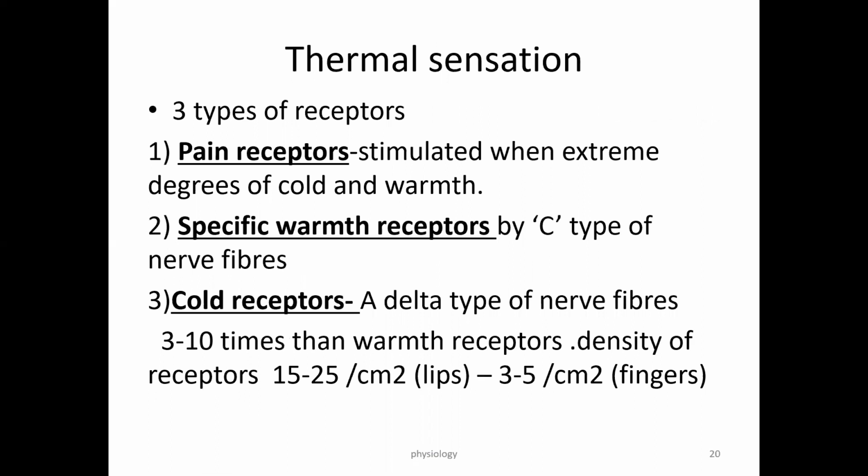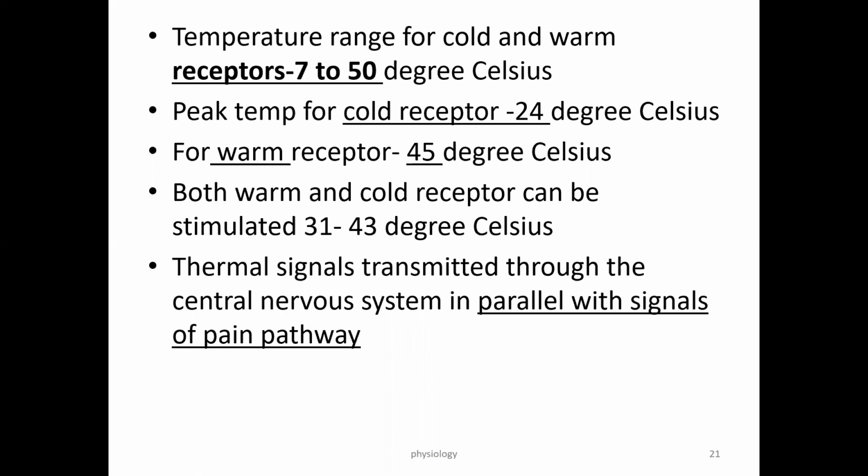While the specific warm receptor gets stimulated by heat, it is mainly activated at 45 degrees Celsius. While the cold receptor, its peak signals to the CNS are at the range of 24 degrees Celsius, while the warm receptor peaks at 45 degrees Celsius. But both warm and cold receptors can be activated in the range of 31 to 43 degrees Celsius.